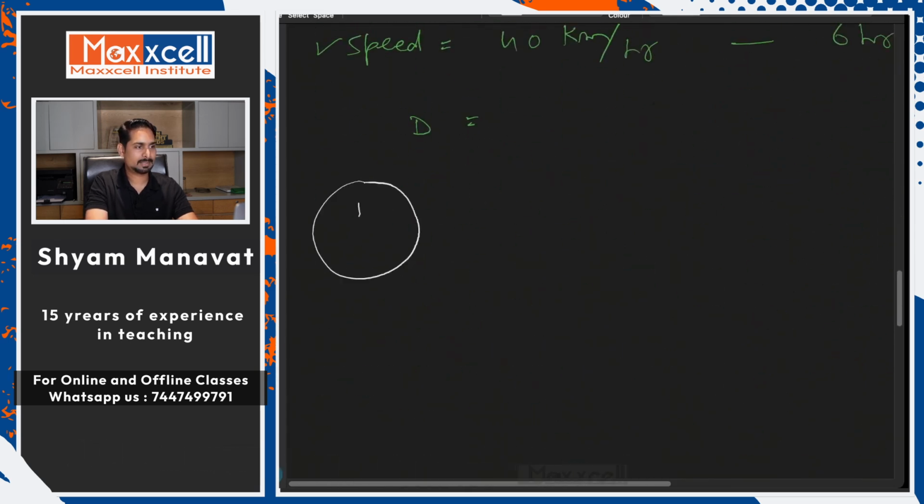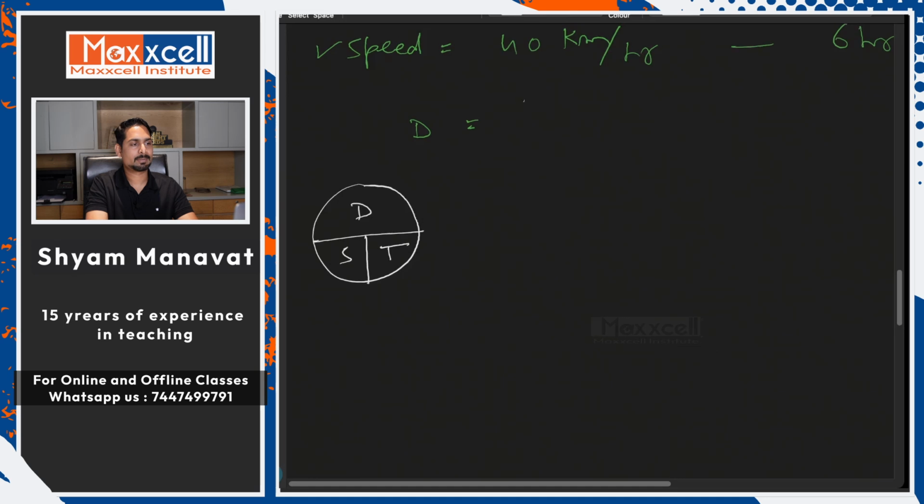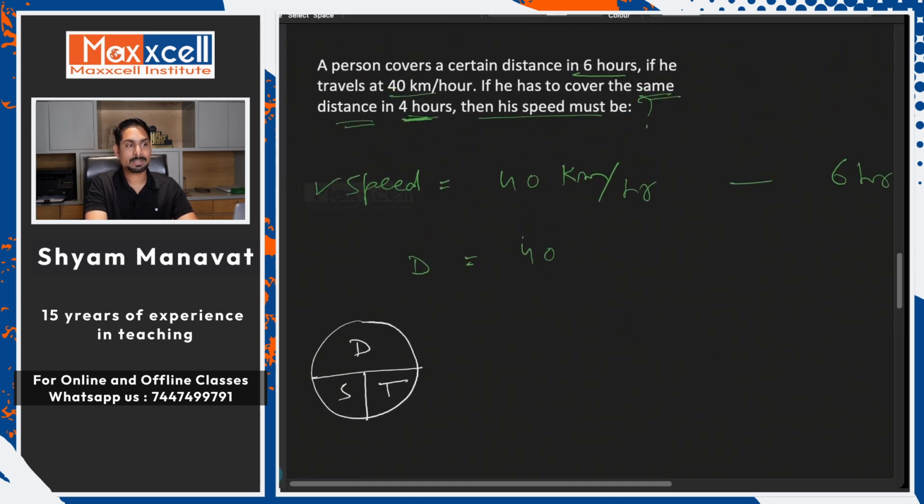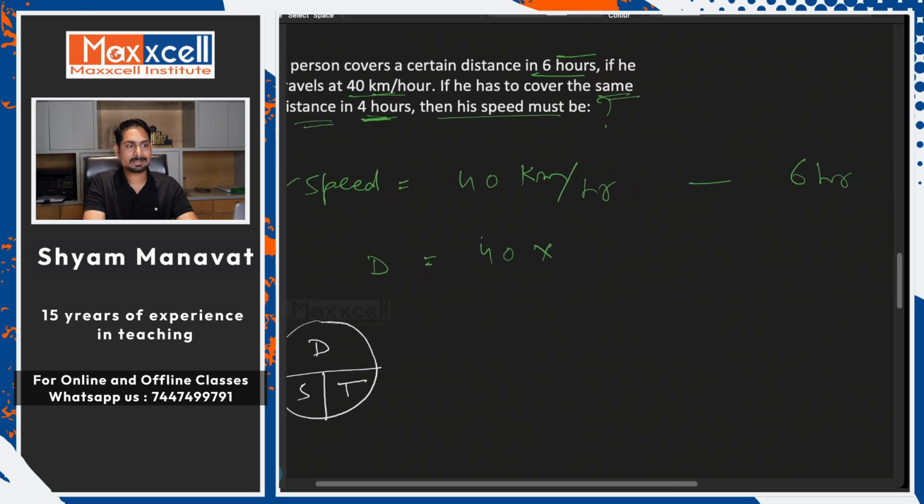I will draw this again. Distance, speed, time. So distance is equal to speed into time. Speed is 40 km/h. Look at the unit. Are the units the same? Km/h, and here also time is in hours, right? They are the same, so you can directly use the formula. If the units are not the same, first you have to make the units the same.